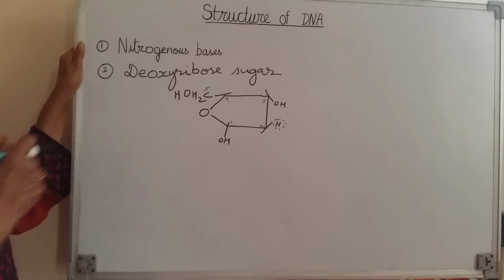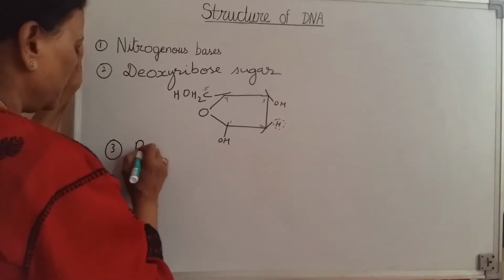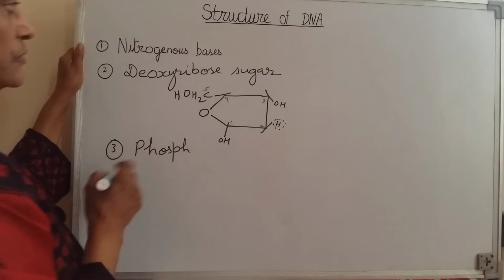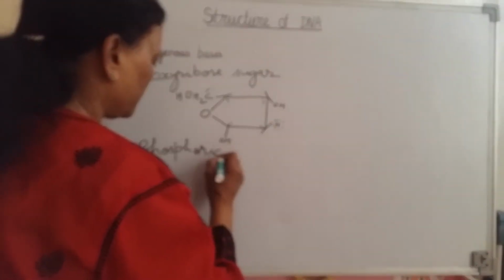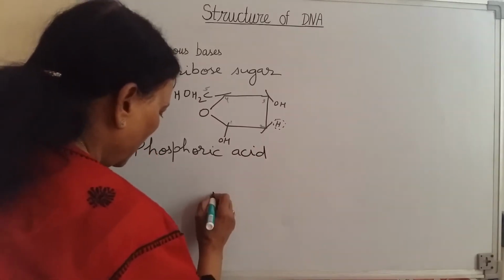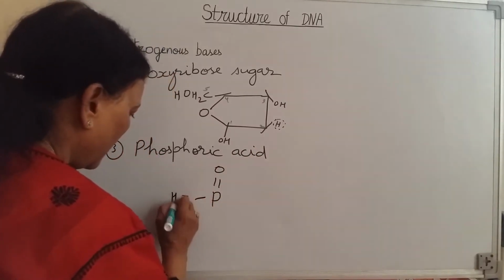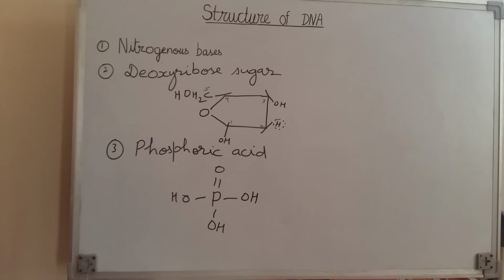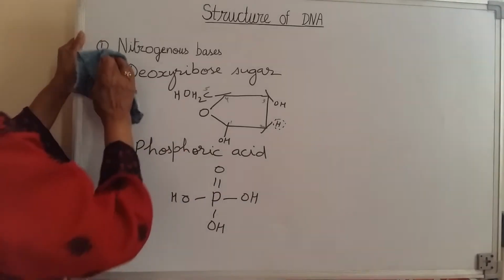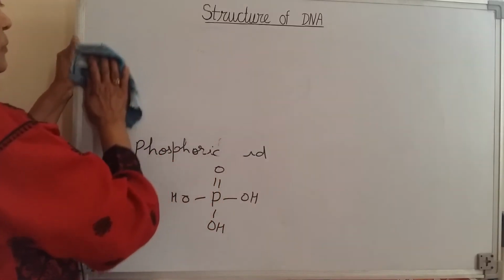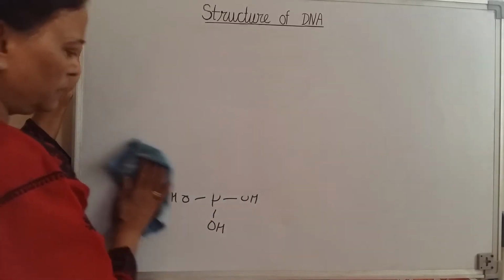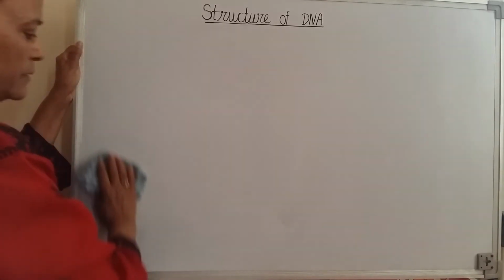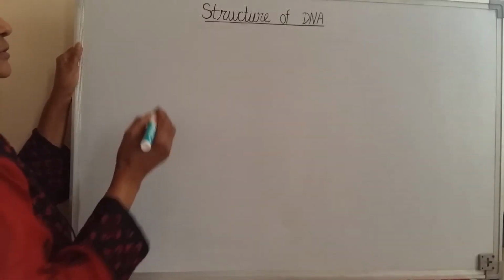This is deoxyribose sugar. The third component is phosphoric acid, which gives the phosphate group to the DNA and is responsible for the acidic nature of DNA. So phosphoric acid, the formula is this. So these are the three components. Now we will see the linkages between these. How the nitrogenous base links with sugar, or how the sugar links with phosphate, like that. So first, the linkage between a nitrogenous base and deoxyribose sugar.